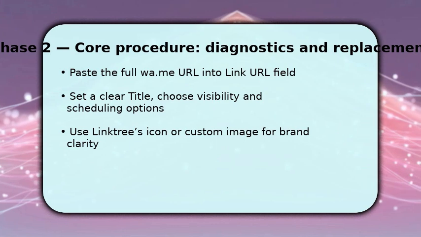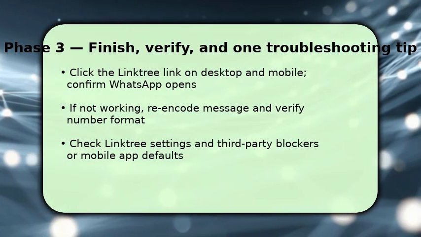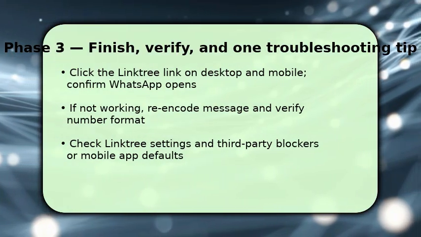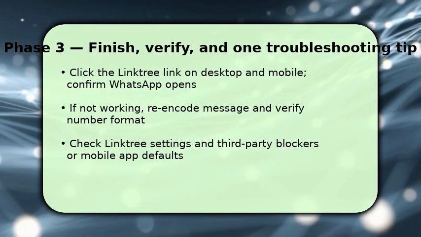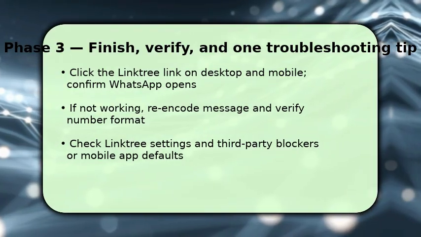Finish by testing across devices. Click the Linktree entry on desktop and on a phone to ensure WhatsApp opens correctly. If the chat doesn't open, double-check the number format and re-encode the message. Percent encoding fixes broken characters.